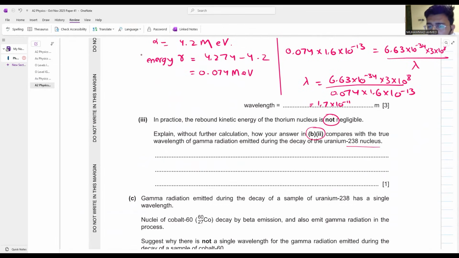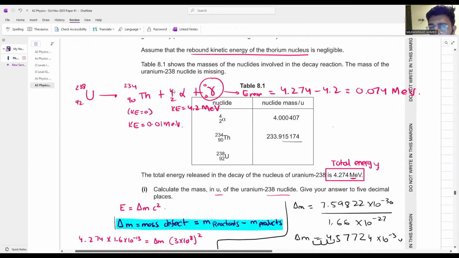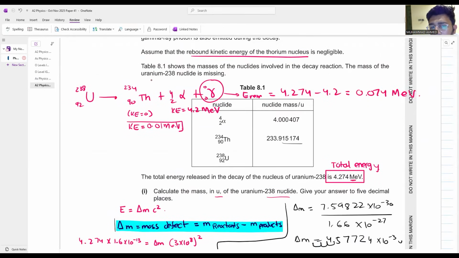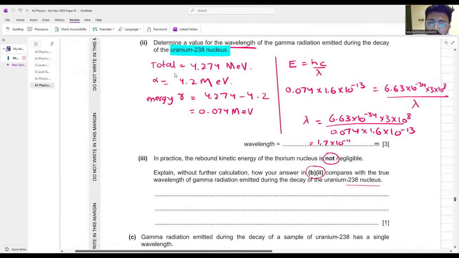Beta, if your thorium nucleus has some amount of kinetic energy, let's say 0.01 mega electron volt, what will happen? The energy of the gamma ray photon, or the remaining energy, will decrease. If the energy of the gamma ray photon decreases, the wavelength will increase. Why? Energy is inversely proportional to wavelength.